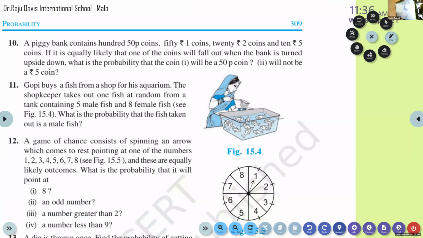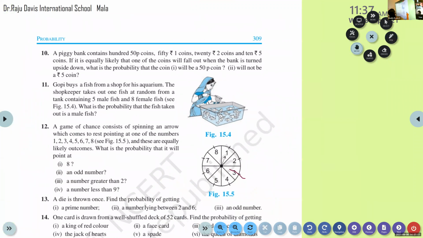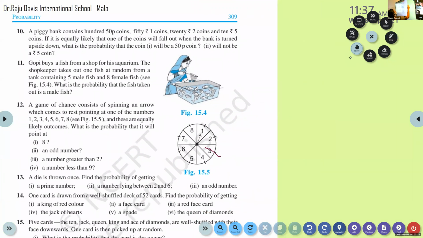A piggy bank contains 100 fifty-paise coins, 50 one-rupee coins, 20 two-rupee coins, and 10 five-rupee coins. Better you write all those details, then we can easily write the answers.